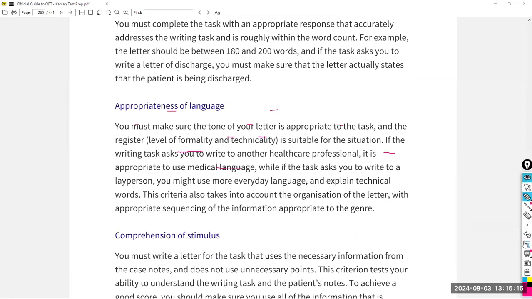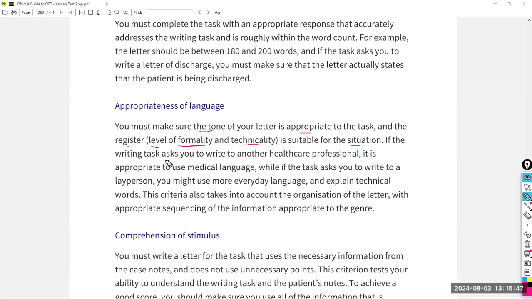Now, appropriateness of language. You must make sure the tone of your letter is really appropriate. So please avoid being silly. And as I told you, avoid using slang, which is really bad. And the register. The register is the level of formality and technicality. So I have to use the correct format of writing the letter, which is suitable for the situation.